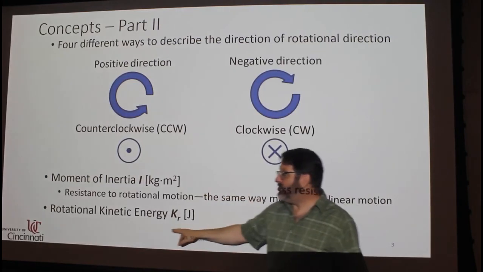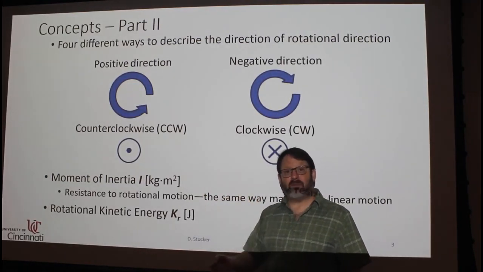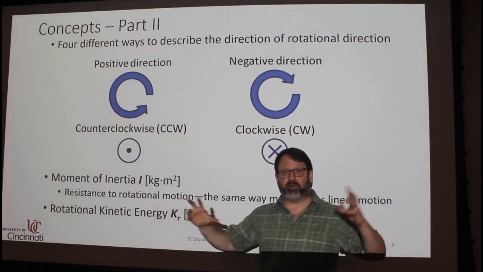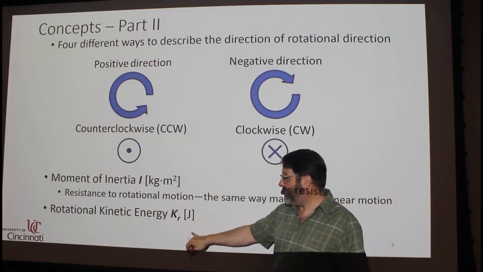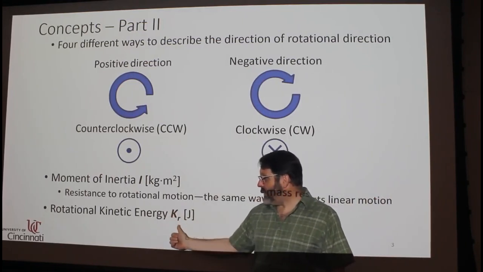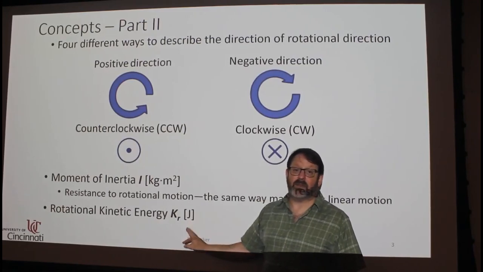And then we'll also have rotational kinetic energy. This is now another type of energy that when you're adding up all the types of energy in a system, you have to add in rotational kinetic energy. It will be K sub R. And as with any energy, it's measured in joules.